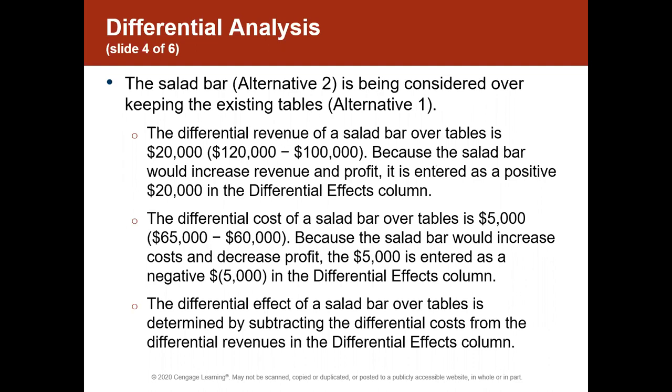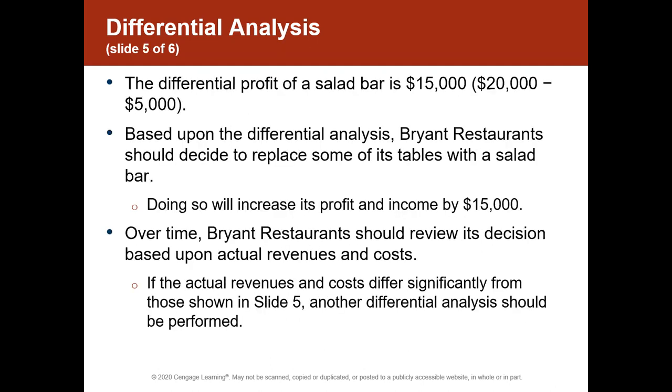This just describes that example I was just showing you. The differential revenue on the salad bar is $20,000 because the salad bar would increase the revenue and profit. The differential cost of the salad bar over the tables is $5,000 because the salad bar would increase costs. And then the differential effect is just the difference between the two. Okay, it really is that simple. So hopefully it's an easy chapter.